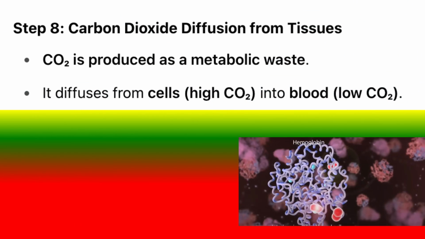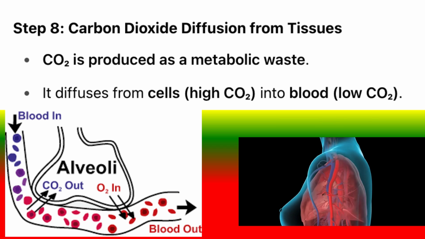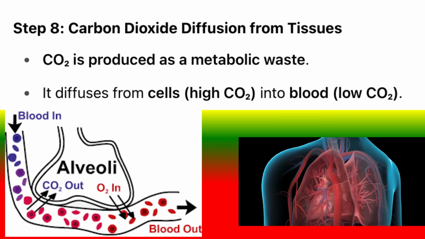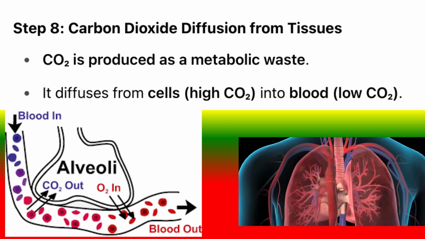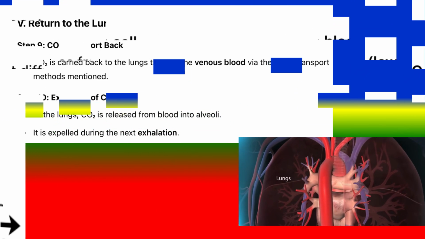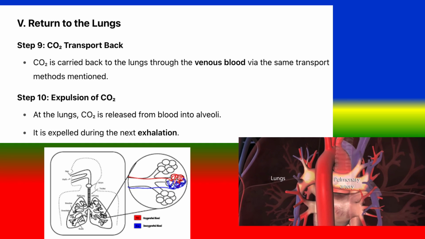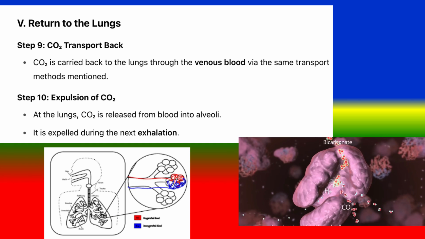Step 8, carbon dioxide diffusion from tissues. CO2 is produced as a metabolic waste. It diffuses from cells, high CO2, into blood, low CO2. Step 9, CO2 transport back. CO2 is carried back to the lungs through the venous blood via the same transport methods mentioned.